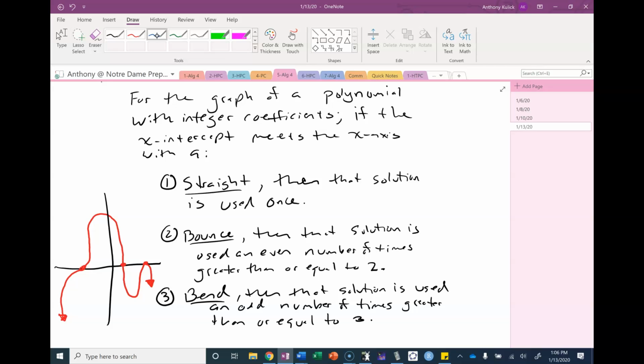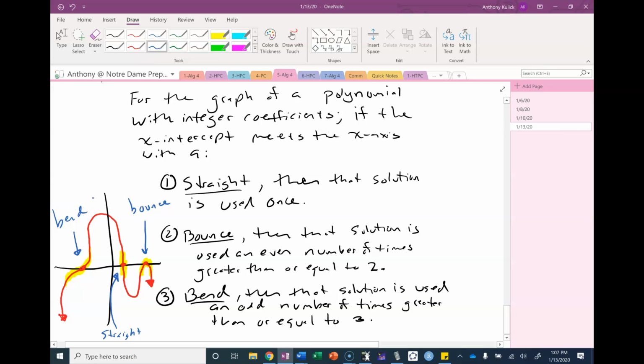So what do I mean by a bend, bounce, and straight? Well, a straight: if I look at the area around the x-intercept, it looks like it's going straight through. If I look at the part of the graph around the x-intercept and it hits the x-intercept and goes back the way it came, that's a bounce. And if I look at the area around the x-intercept and the graph bends one way and then bends the opposite direction, if it's curving up and then starts curving the other direction, that's a bend.